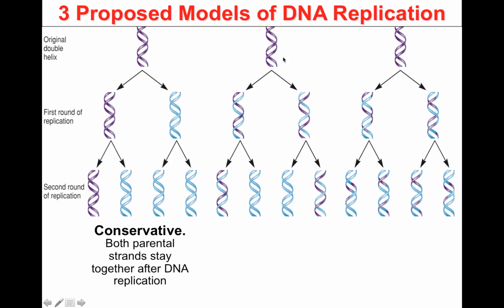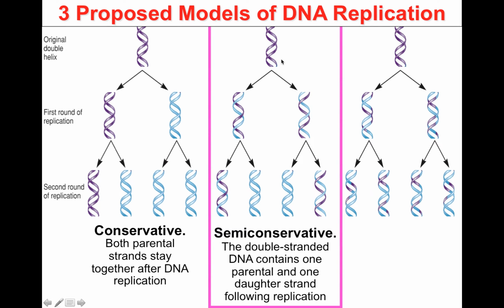The second model, the semi-conservative model, proposed that the two parental strands came apart and each of the parental strands acted as template. That's the model that we just discussed in the previous slide. This is the model that won out.